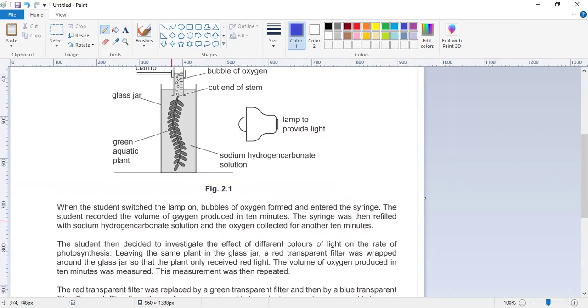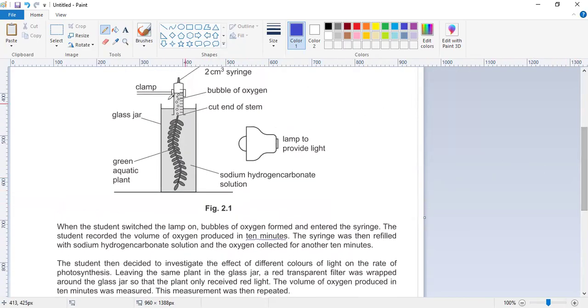The student recorded the volume of oxygen produced in 10 minutes. So after 10 minutes, he observed the volume, how much gas is collected. When gas is collected here, as it was closed, water comes down. So this is the downward displacement of water.